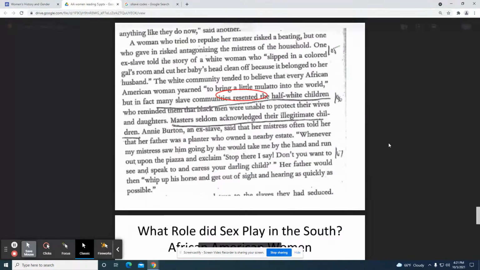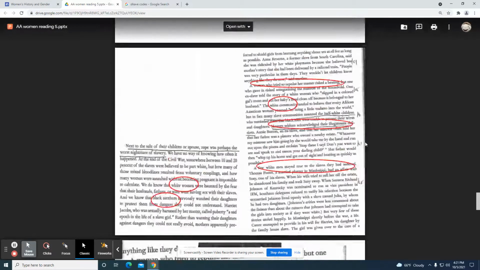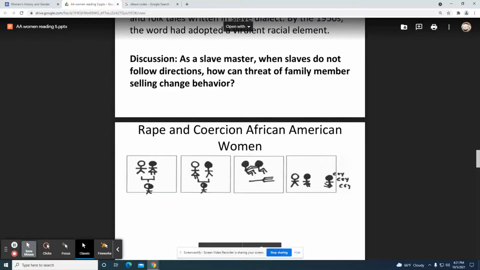Let's see. So in this particular section here, looking at the half-white child, you can see the resentment towards the biracial child, which really seems to be about what that child represents. And that's why I use the language: the child becomes the evidence of what's going on here.